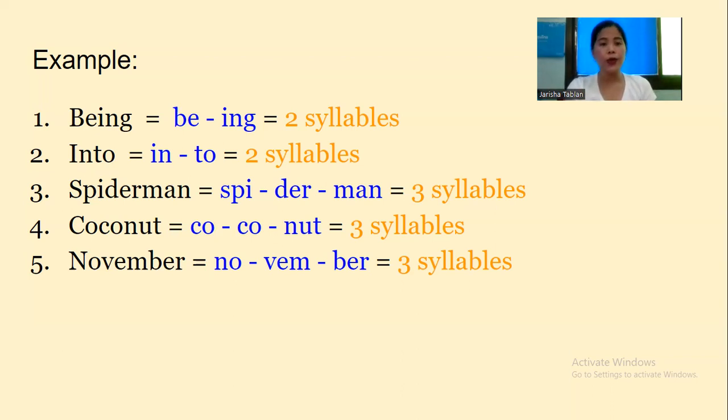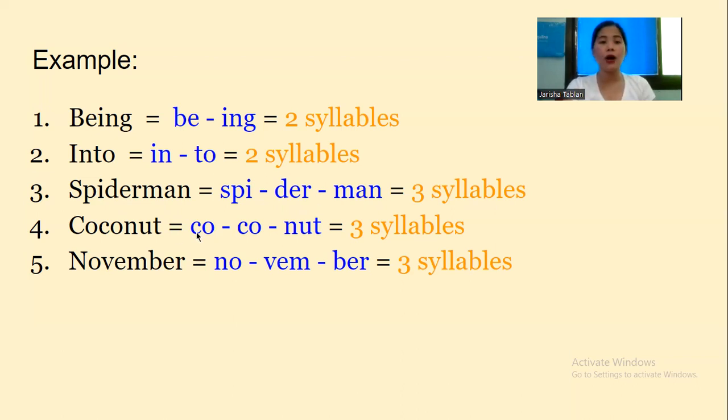Next, we have Spider-Man. How do we read Spider-Man? First, you divide it. S-P-I, spy. D-E-R, der. M-A-N, man. If we put the three syllables together, this reads as Spider-Man.